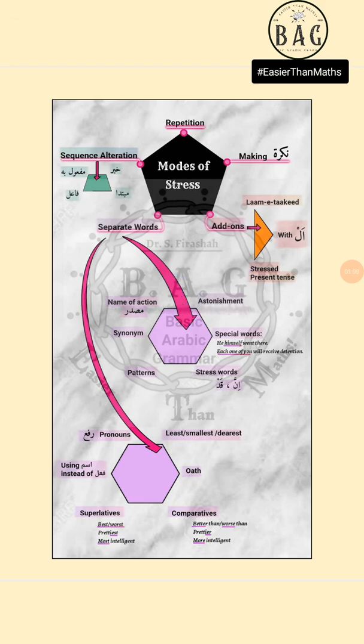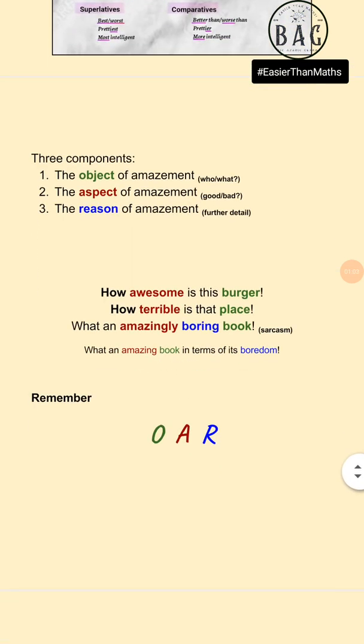Okay, so let's see. Now, whenever you are talking about how terrible or amazing something is, of course, you need to mention three things. First of all, you need to have an object of amazement. So, what is amazing or who is amazing? Okay, so that is your object of amazement. Next, you need to know what is the aspect of amazement, whether it is negative or positive. So, is something amazing or is something bad or terrible? Okay, so that is your aspect of amazement. Next, it elaborates the aspect in a more detailed manner. Okay, so you can call it a further detail of the aspect of amazement. That is your reason of amazement.